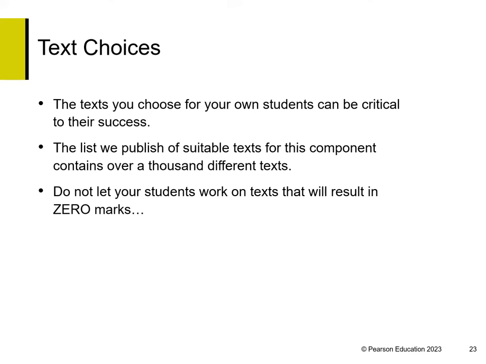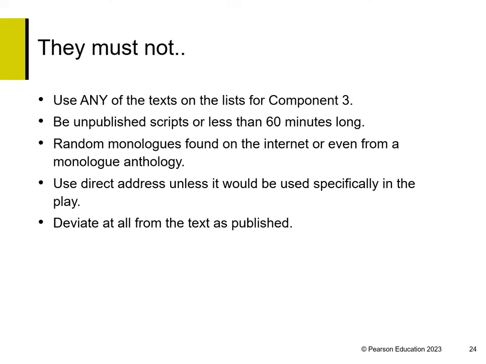Don't let your students work on texts that will result in 0 marks, because text choices are only free choice up to a point. They must not use any of the texts on the list for component 3. So that's the 6 texts for section B, the 9 texts for section C. Those 15 texts cannot be used for component 2, irrespective of whether you're using them or not when you come to the written examination. So if they were putting on, I don't know, Antigone, Hedda, Colder Than Here, any of those texts, they would get 0 marks for it. So that would be a disaster.